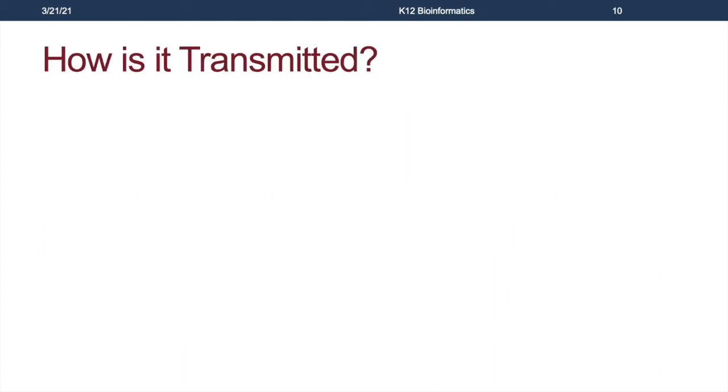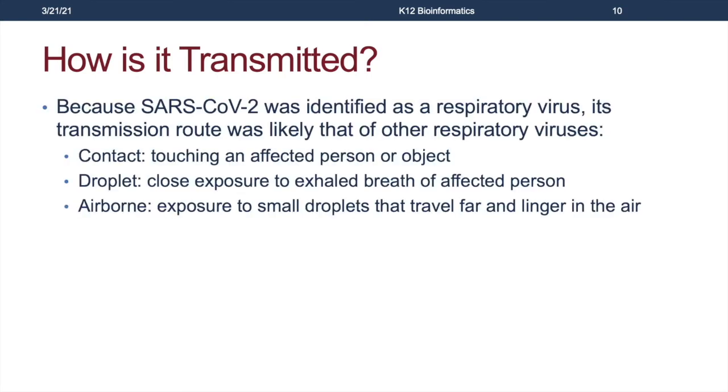When infectious diseases arise, one of the important things we need to figure out is how they get from one person to another. That is, how they are transmitted. Because SARS-CoV-2 was identified as a respiratory virus, its transmission route was likely that of other respiratory viruses. It might spread through contact by touching an affected person or object, through droplets, which means by being close to the exhaled breath of another person when a relatively large liquid droplet enters your body as you breathe it in, or potentially through your eyes.